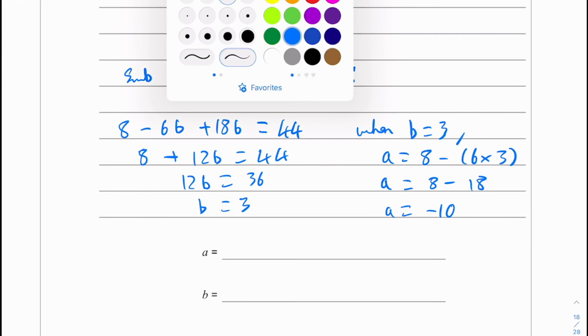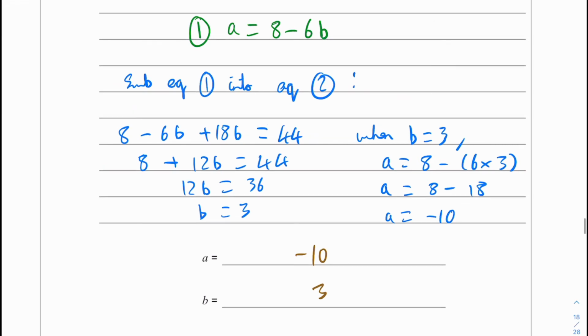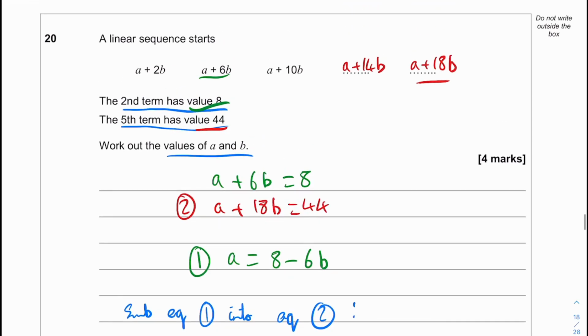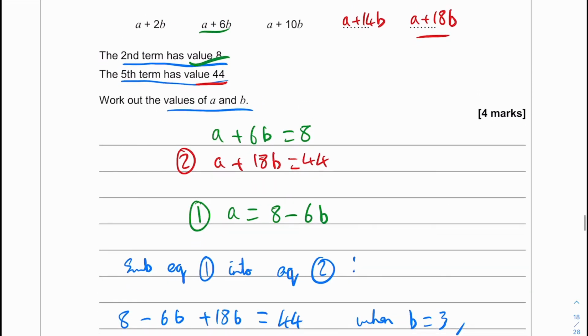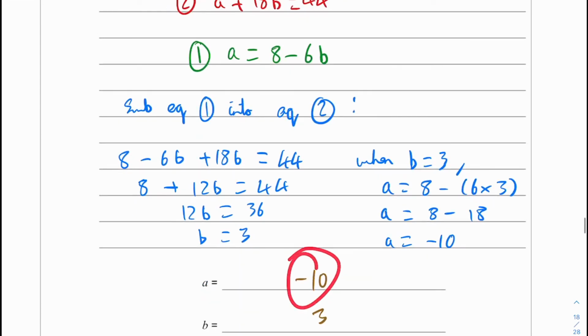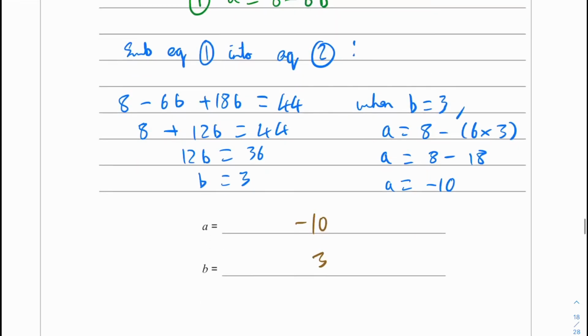So then we just sub our answers in at the bottom. So A is equal to minus 10 and B is equal to 3. And just to check that we've actually got these answers right, we'll go to equation 2, A plus 6B, and that should equal 8. So we've got minus 10 plus 6 times 3, which is 18, does equal 8. And then equation 1, A plus 18B, so minus 10, plus 18 times 3, which is 54, does in fact give us 44, so these are the correct answers.